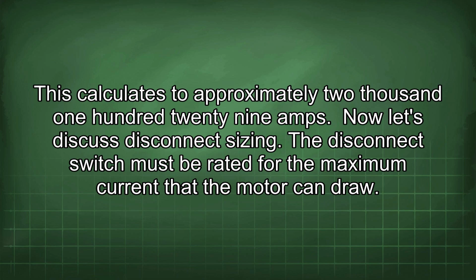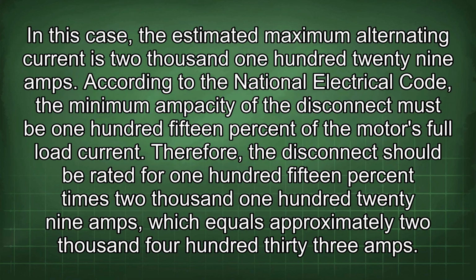The disconnect must be rated for the maximum current that the motor can draw. In this case, the estimated maximum alternating current is 2129 amps. According to the National Electrical Code, the minimum ampacity of the disconnect must be 115% of the motor's full load current. Therefore, the disconnect should be rated for 115% times 2129 amps, which equals approximately 2433 amps.